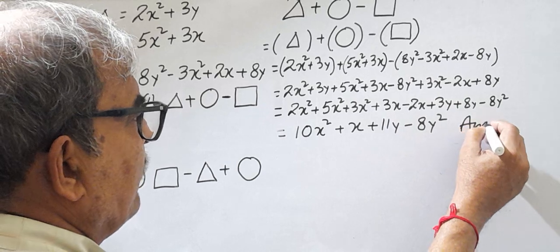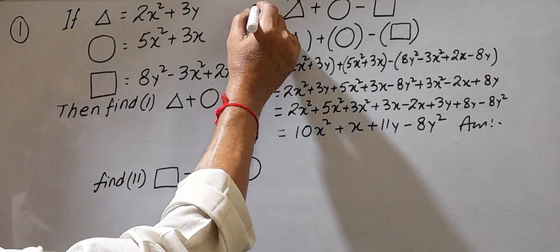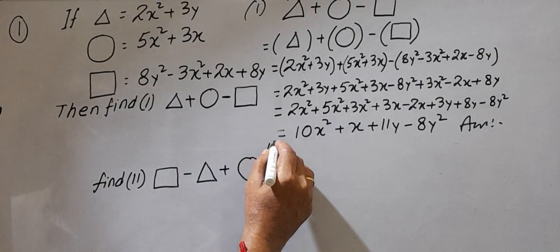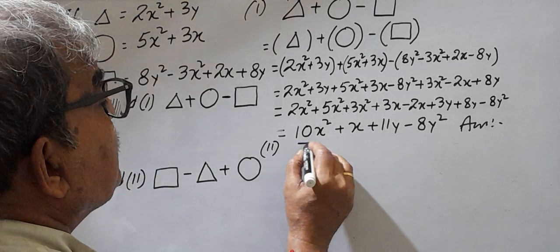This is the answer. And for the second question, this is first, and for the second question, you do the same, like this triangle. You like this triangle. This is square.